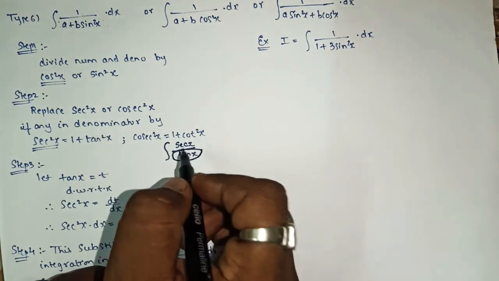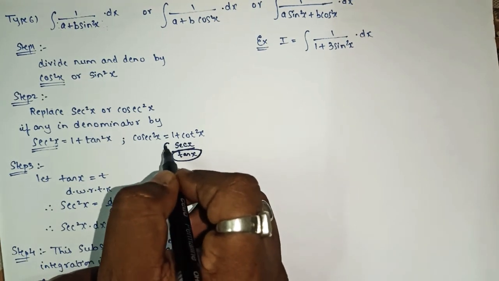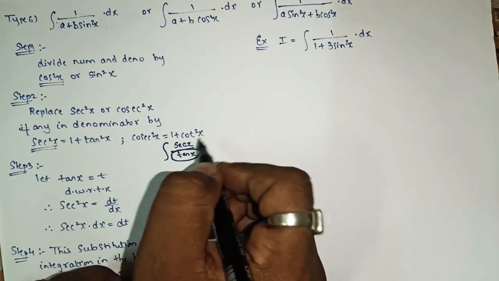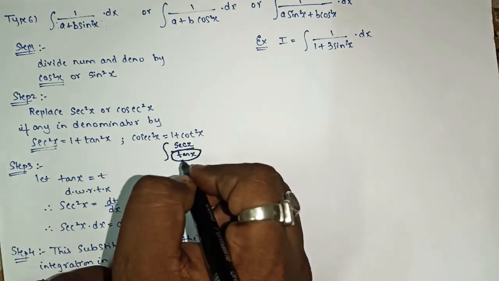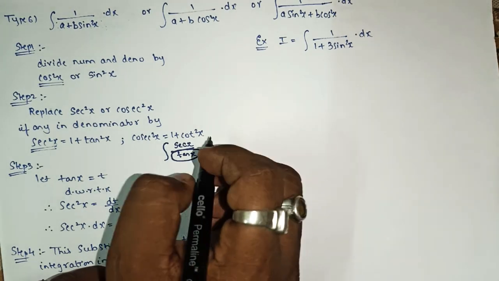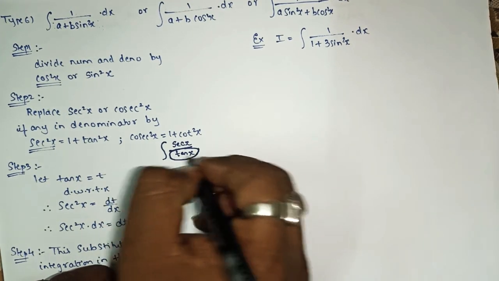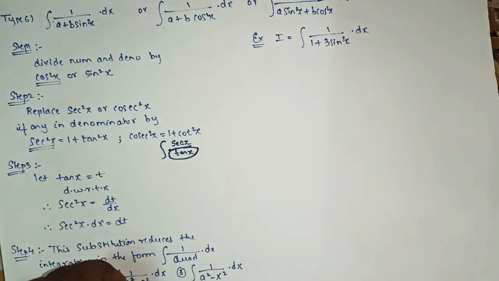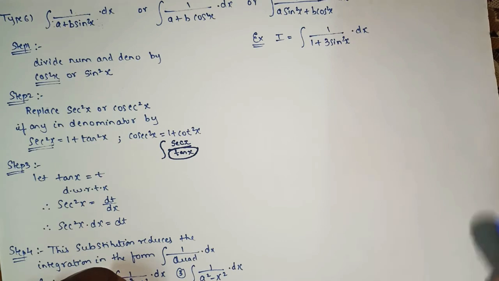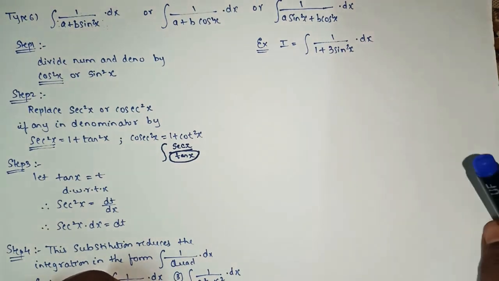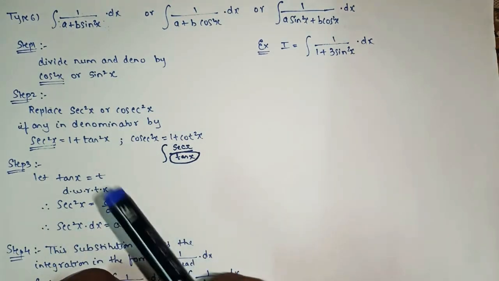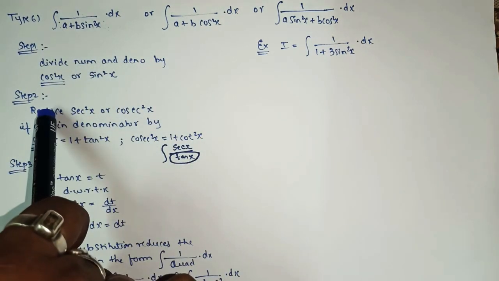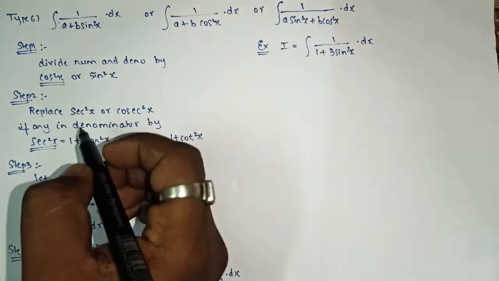So remember this is the shortcut way. Always convert the numerator in the form of sec only, and the denominator in the form of tan. In case you see sec square anywhere in the denominator, you have to write sec square as 1 plus tan square. So for this type number 6, we'll stick with only one pattern. We'll always divide the numerator and denominator by cos square, and we'll replace that 1 upon cos square by sec square.